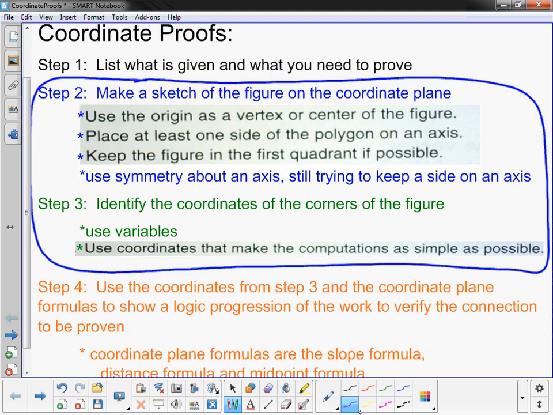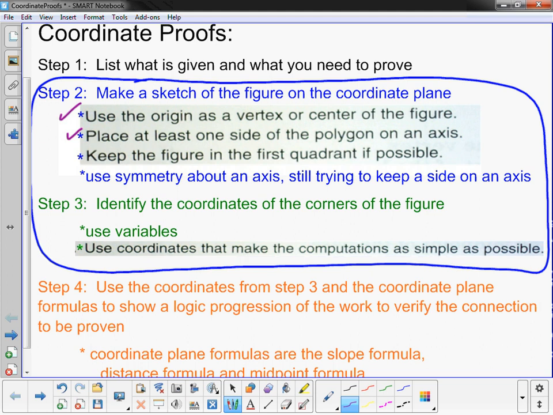The first thing we want to make sure we do is sketch the coordinate plane. Our first goal is to try to use the origin as a vertex of our figure, so as a corner, or as the center of our figure, because the origin is the point (0, 0), which makes the mathematics easy. Ideally, we want to place one of the sides of the polygon on an axis, either the x-axis or the y-axis. Again, it allows some stability.